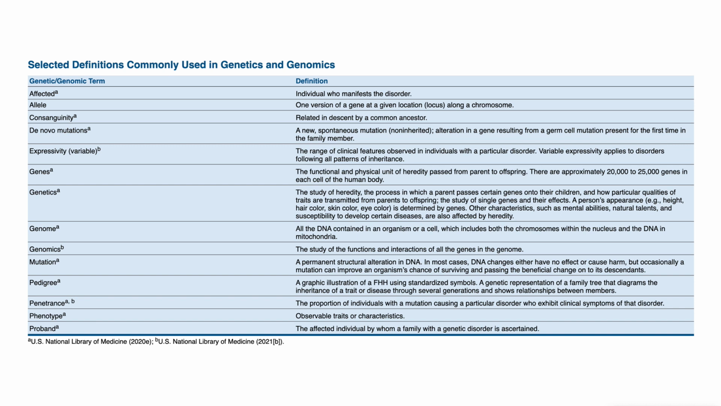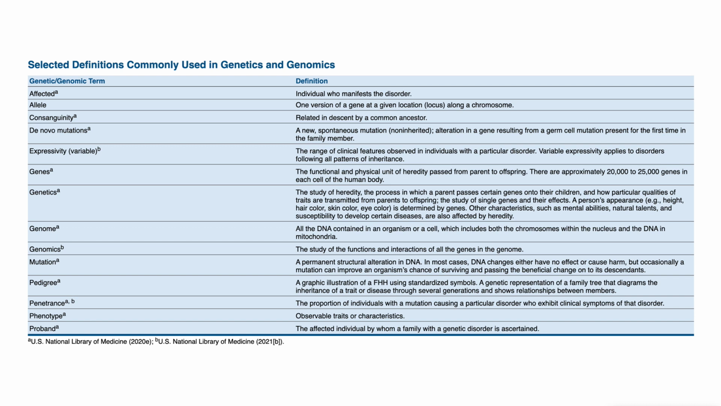Genes are the functional and physical unit of heredity passed from parent to offspring, and there are approximately 20 to 25,000 genes in the cell of humans. Genetics is the study of heredity, the process in which parents pass certain genes onto their children, and how particular qualities or traits are transmitted from parents to offspring.